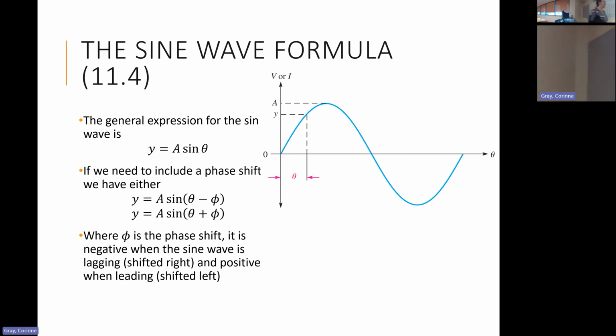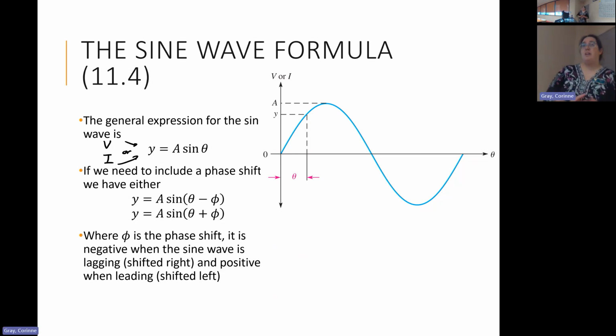All right, so this is the general one that we'll be seeing in this textbook. We'll see y is equal to A sine theta, where y is going to really be equal to V or I. So if we have an AC voltage source, y here is replaced with V. If we have a current AC source, y is replaced with I. Y here is just the general situation.